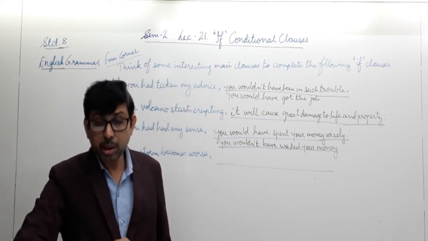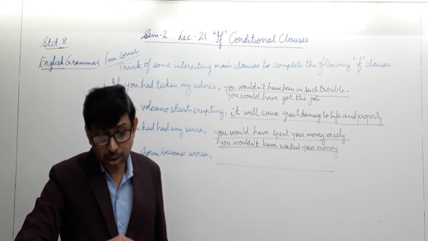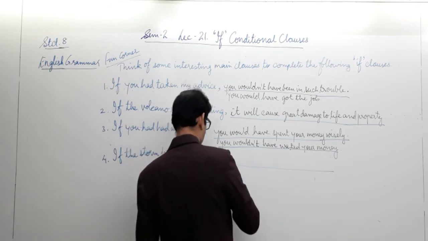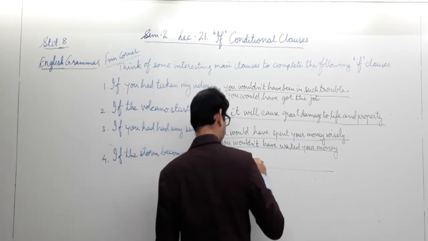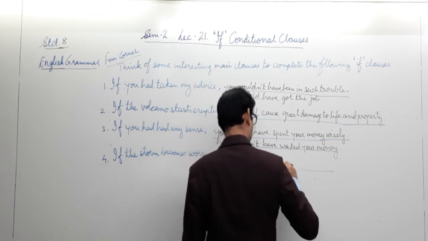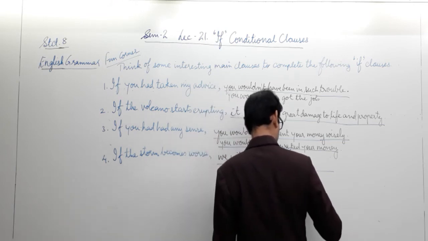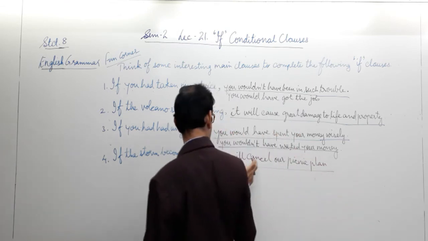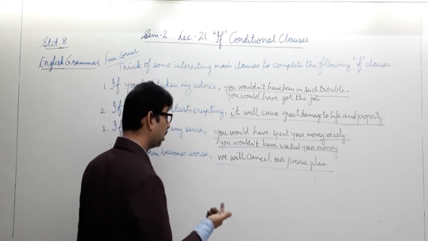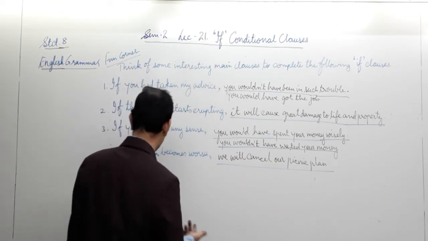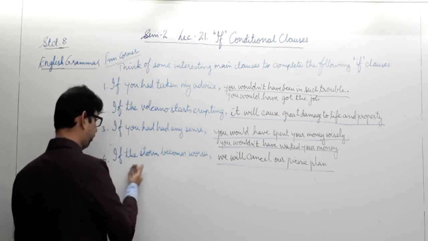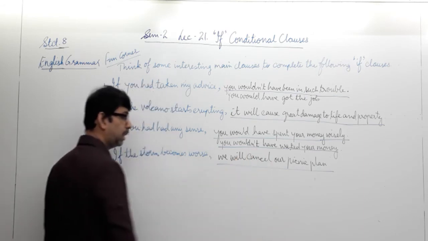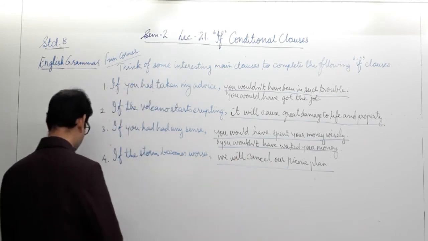So I'll provide you one over here. You can think about similar ones at your end. We will cancel our picnic plan. So you can see over here, I've used the words will cancel, that is providing the required future tense. For the type 1 condition, if plus simple present plus will or will not provides me the type 1 condition. Well, next one, number 5.